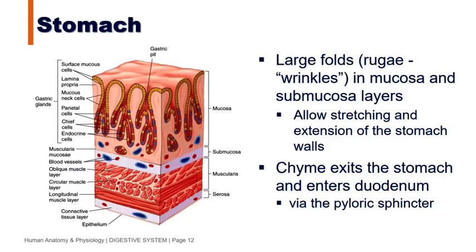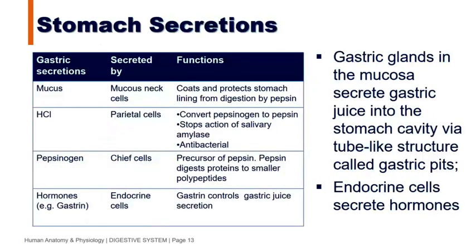You have large folds in the mucosa and submucosa layers. These large folds are also called rugae or wrinkles. As you can see from the photo, the mucosa and submucosa contain rugae or wrinkles, so that it will allow the stretching and extension of the stomach walls. Chyme exits the stomach and then enters the duodenum via the pyloric sphincter.